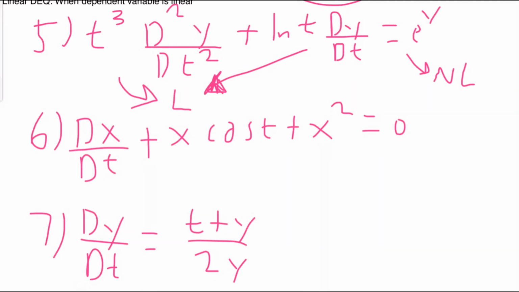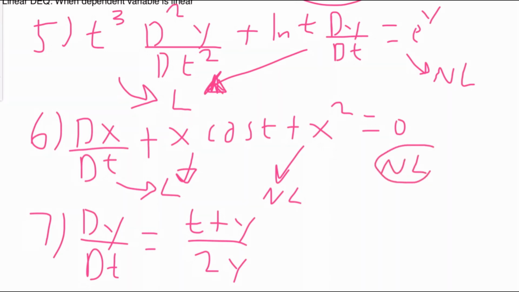So number 6, dx over dt plus x cosine t plus x squared. In this case, the dependent variable is x. So dx over dt is linear. x cosine t is also linear. And x squared, what do you think? This is nonlinear, because remember, if it's the dependent variable to a power, then it'll be nonlinear. So this entire equation is nonlinear.